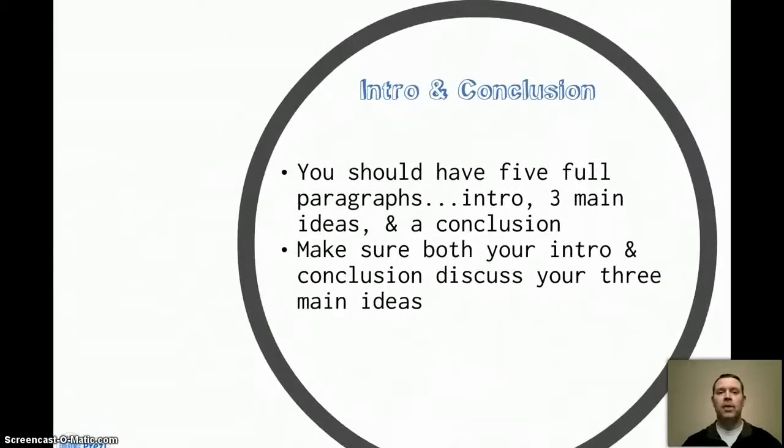All right, do not forget, I know we focus so much on the three main ideas, but don't forget that you need an introduction and conclusion. We really should be looking at 5 full paragraphs, and in the introduction and conclusion, both, you need to be talking about your 3 main ideas. In your introduction, you're introducing them and previewing them, and in your conclusion, you're reminding the reader what they read and reminding them what you are trying to express.